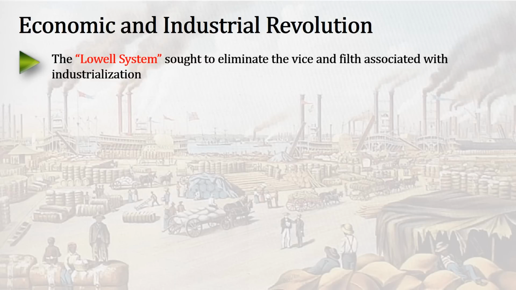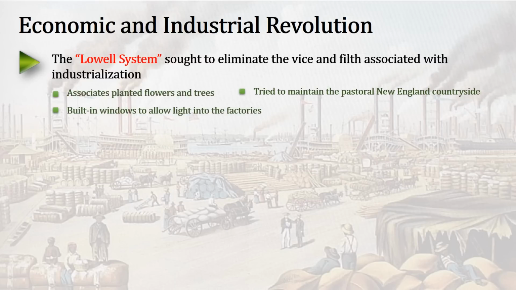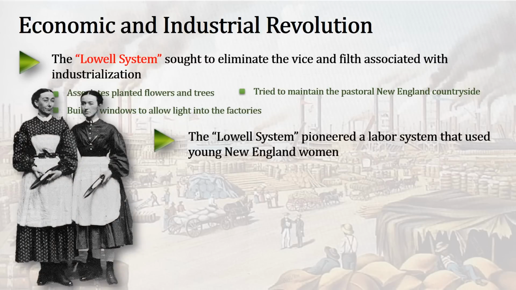The Lowell system, as it became known, sought to eliminate the vice and the filth and the poverty and the squalor that are often associated with the onset of industrialization. So the Boston associates planted flowers and trees around the property. They built in windows to allow light into the factories. And basically what they tried to do was maintain, at least for outside observers, the pastoral setting of a New England countryside so that people would not be so alarmed to see the sudden presence of factories belching smoke on their landscape. They also sought to window dress, so to speak, the labor system.